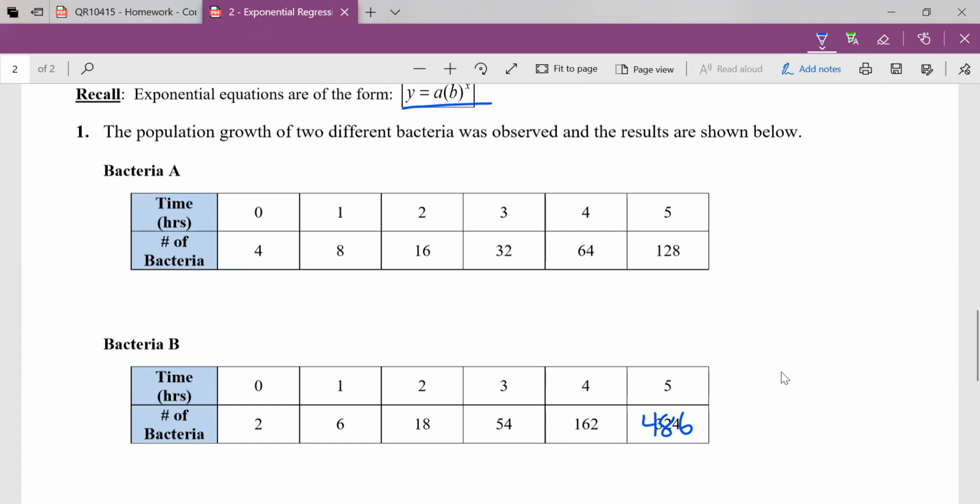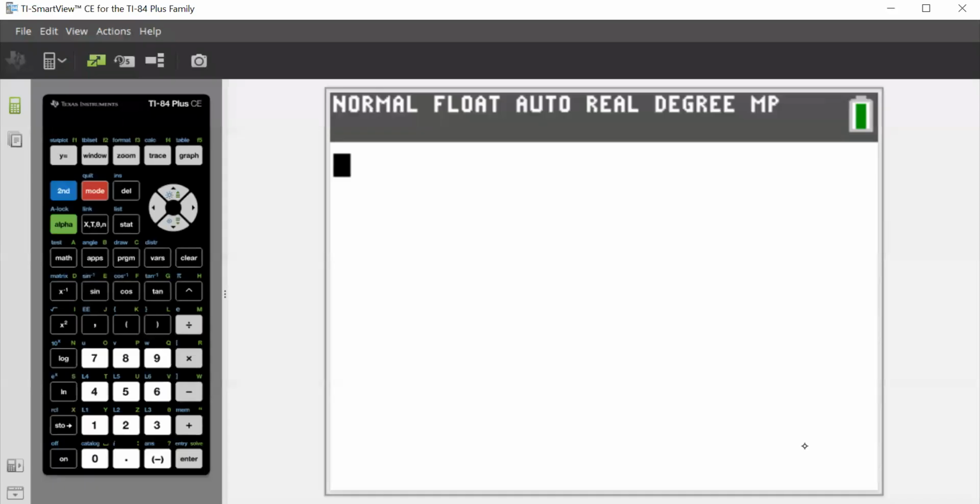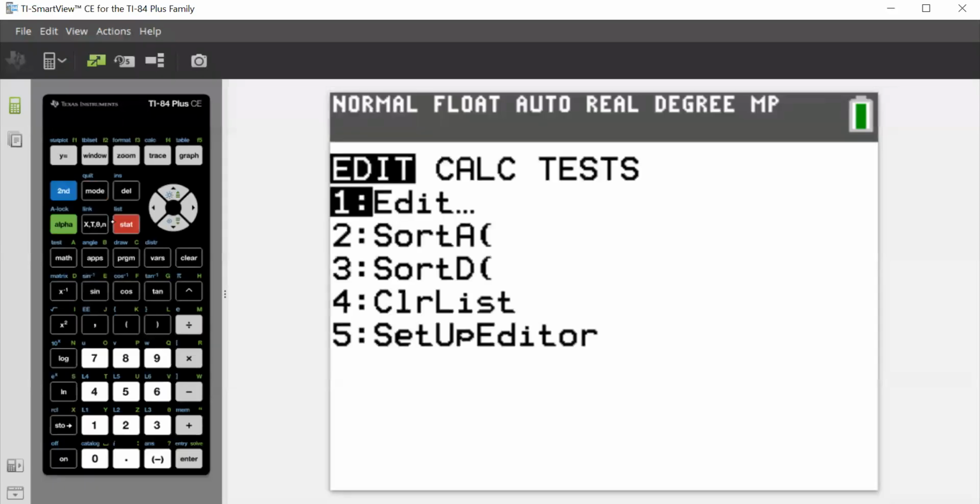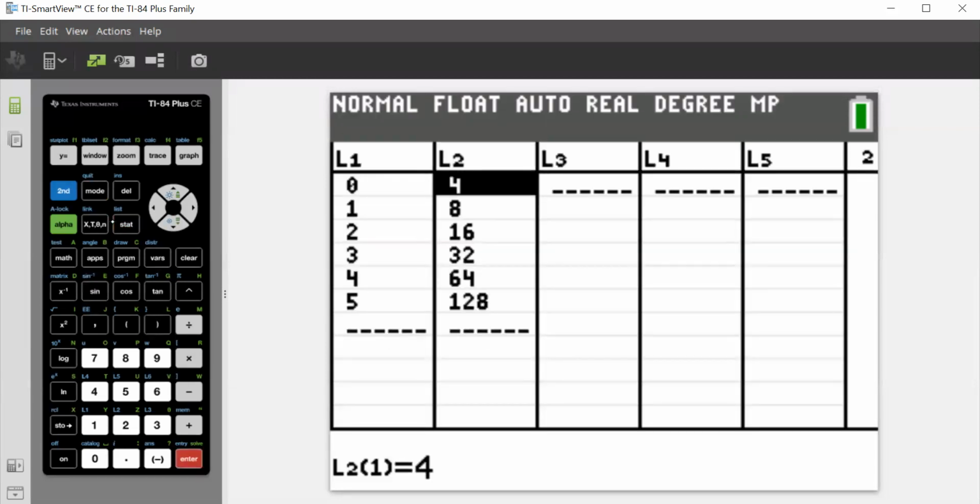So grab your calculator and I'll walk you through entering the data, just in case you don't remember. On my TI, I go stat, then edit, and I put all my data in. I've already got it in here for the first question. So just hit pause here and make sure you've got all your data in.